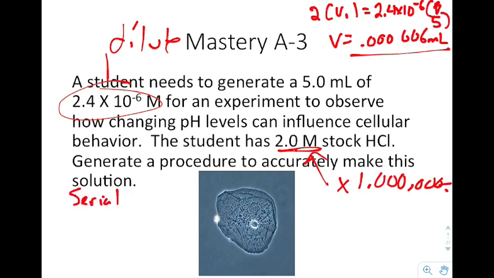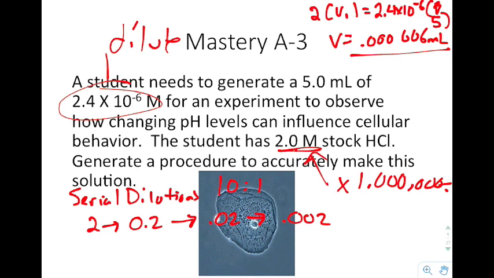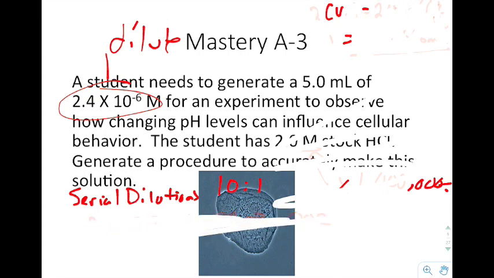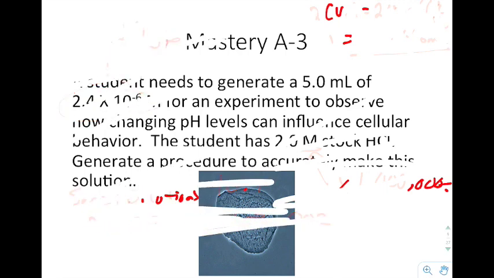Now, serial dilutions are generally done in a 10 to 1 dilution. So in other words, what you would do is you would take 2, and 2 would go to 0.2, and then would go to 0.02, and then would go to 0.002, and so on. But in order to do that, the first thing we need to get to is the 2.4 that we need to be. So the first thing I'm going to do is erase this, and instead of trying to just go to 0.2, I'm going to go to 2.4.